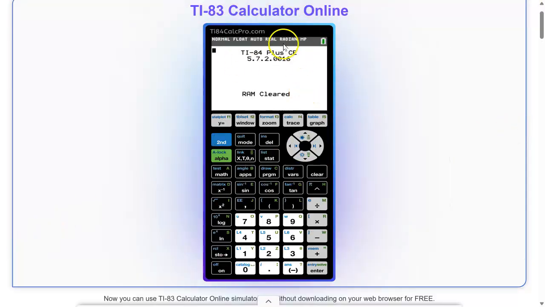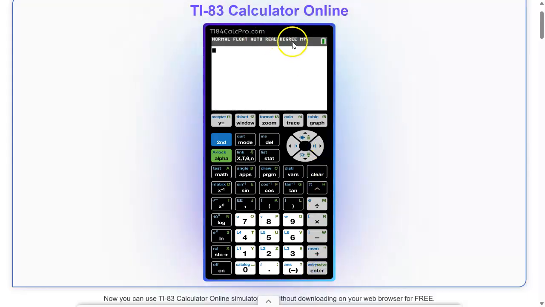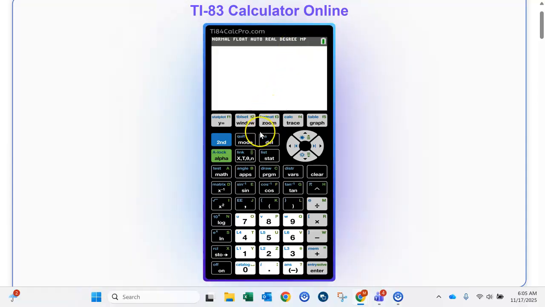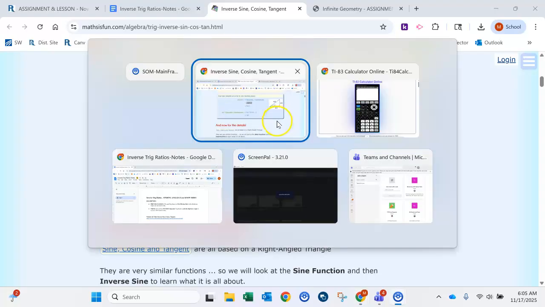Okay, I had to open up my browser again, so it's back on radian. I always check that. So I'm going to go to mode, scroll down, degree, enter, clear. Okay, it's back on degree. Okay, so again, now what I want to do is sine negative 1, inverse sine of 2.8 divided by 4.9, okay?